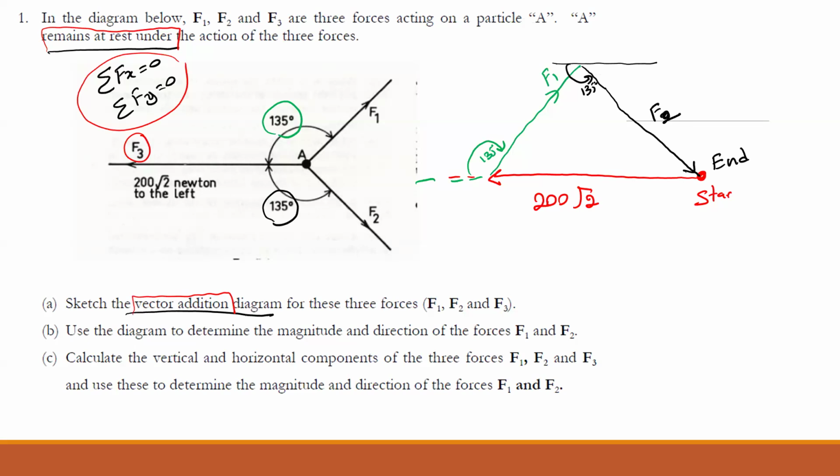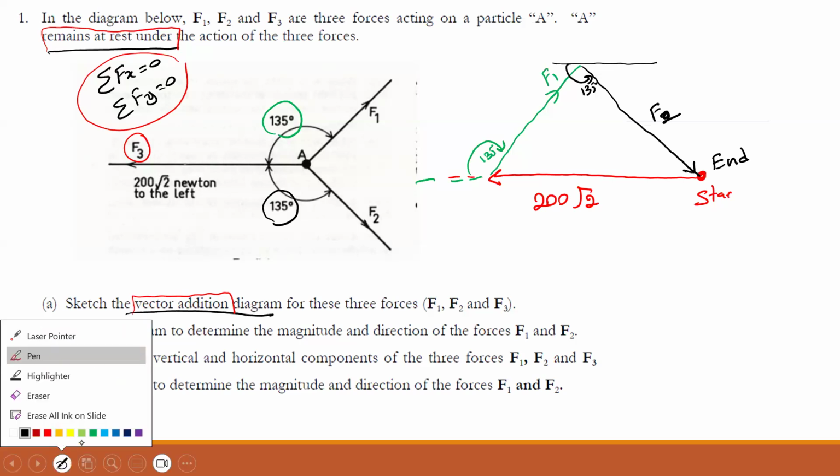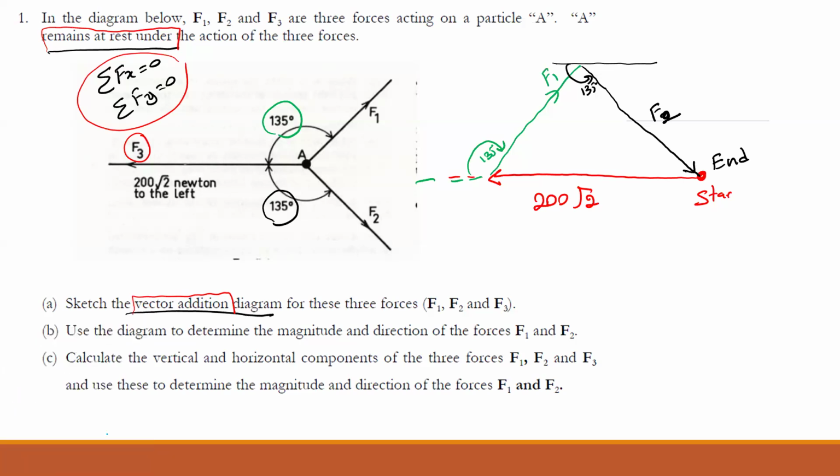Use the diagram to determine the magnitude and the direction of the forces F1 and F2. So we can apply the sine rule or cosine rule. I think here we can apply the sine rule, isn't it? Let me give some values here. This is 135. This angle should be 180 minus 135. Do you agree with that? Yes. Okay, so I find that angle. Let me take my calculator.